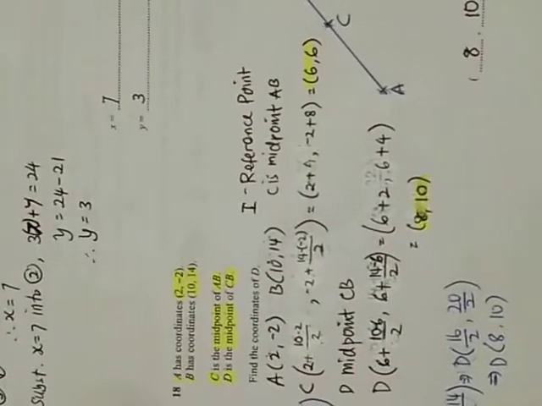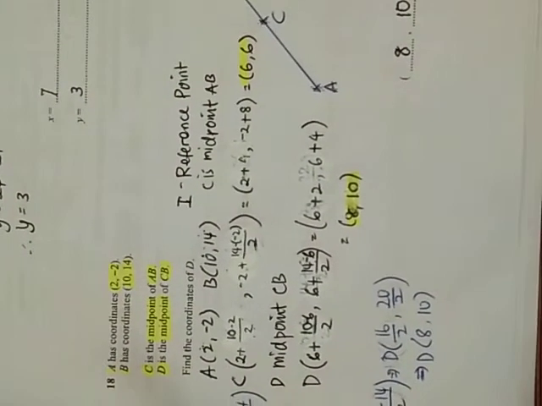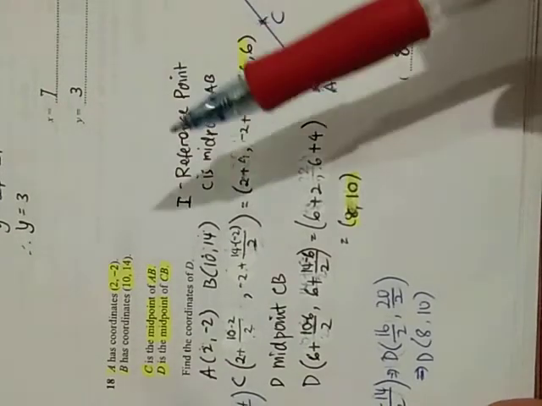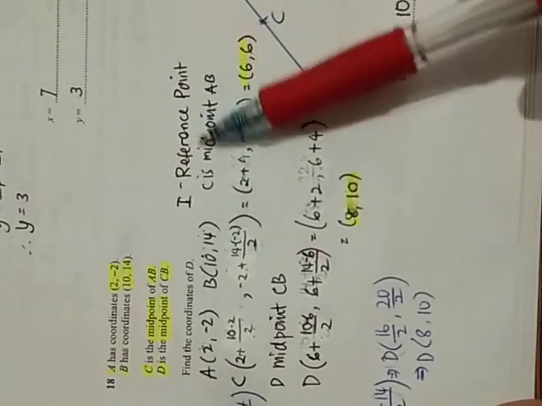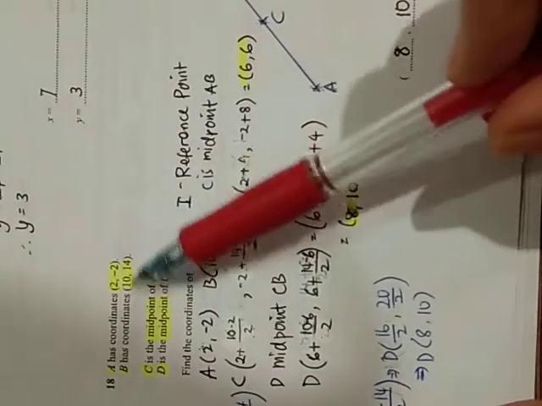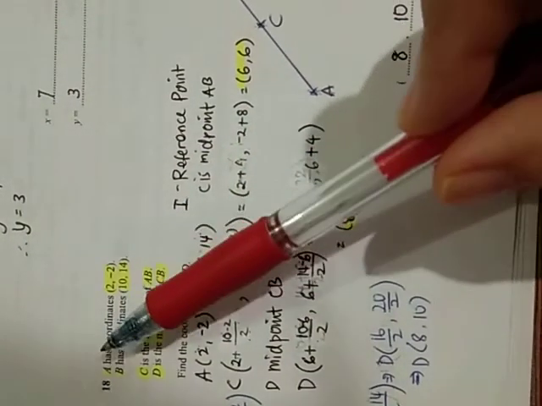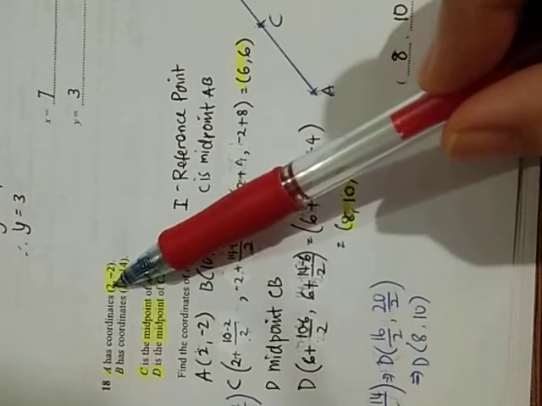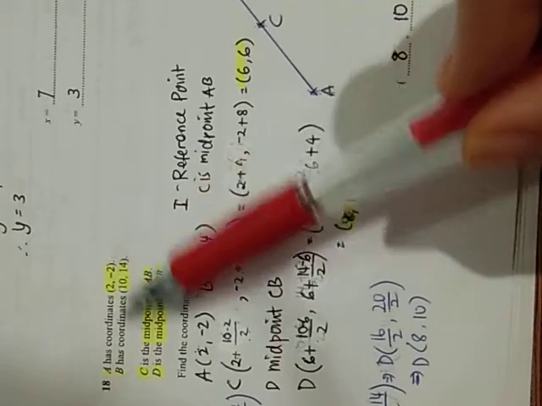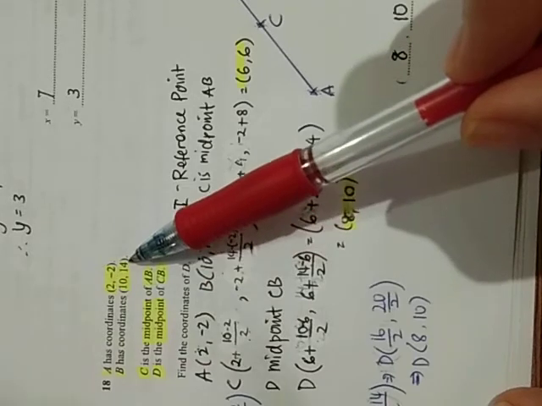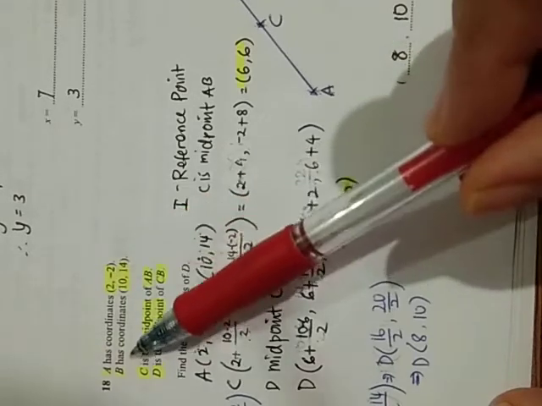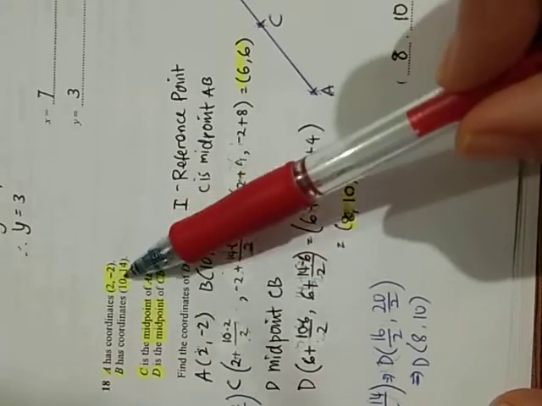Question 18, there are two ways of doing this, okay? Those that are in black ink, I'm using the reference point. Now, it's given A has coordinates (2, -2) and B has coordinates (10, 14). So 2, negative 2, and 10, 14.